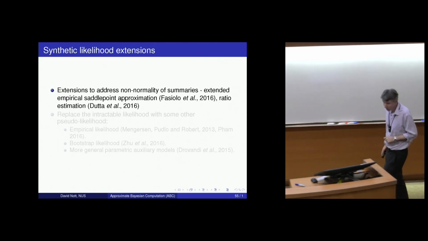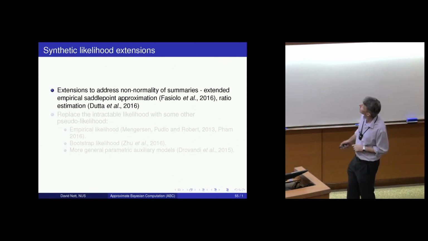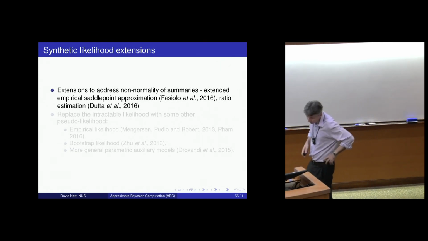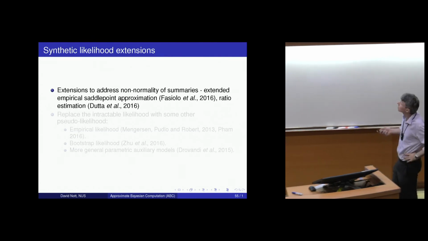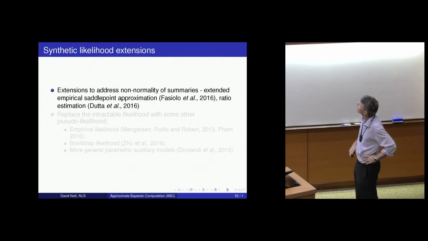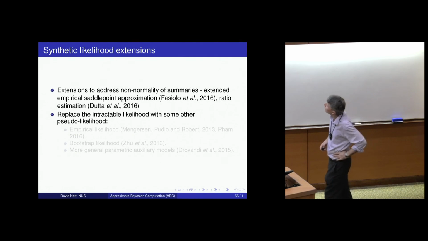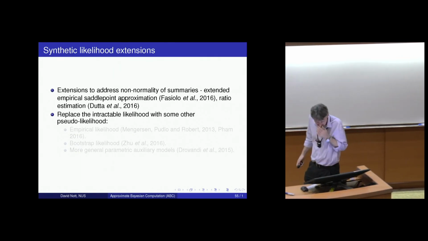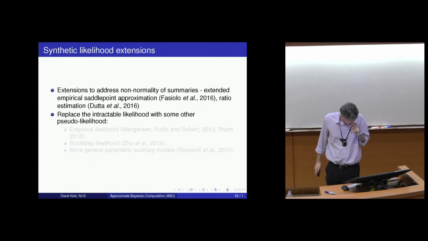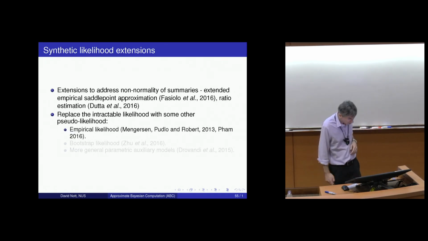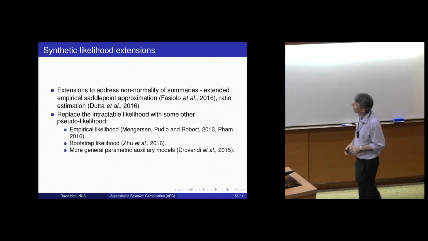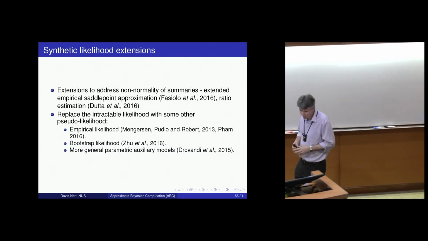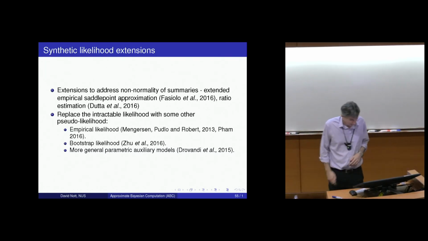I'm quite fond of this approach, although it has strengths and weaknesses, of course. But one thing that bothers people about synthetic likelihood, as you might imagine, is the normal approximation. There are a lot of extensions that people have considered recently about how you might address non-normality. There are also methods related to synthetic likelihood in the literature: synthetic likelihood uses a working normal likelihood, but you can use an empirical likelihood, a bootstrap likelihood, or other parametric approximations that are richer than normal.